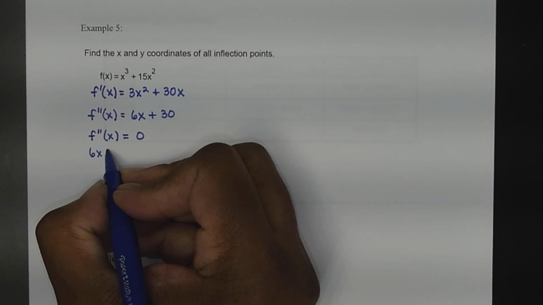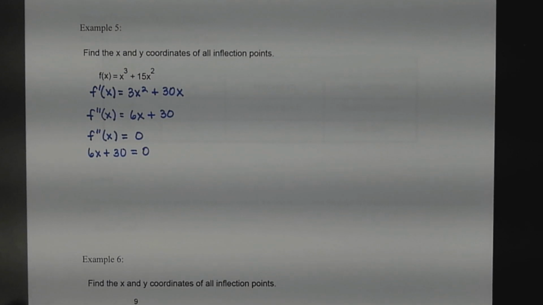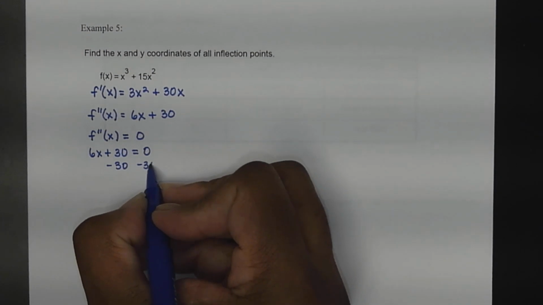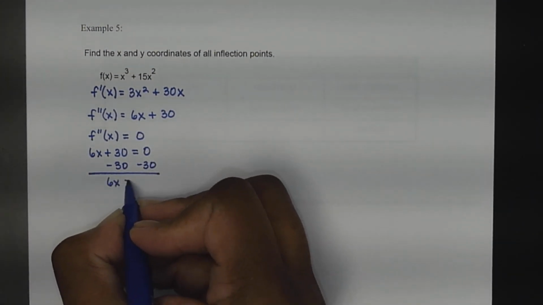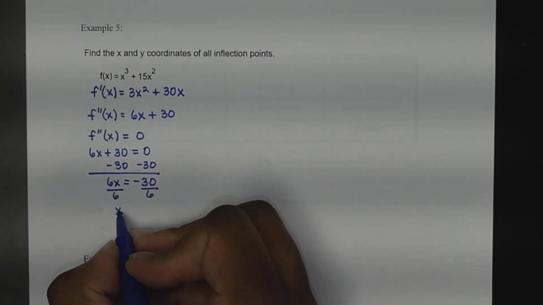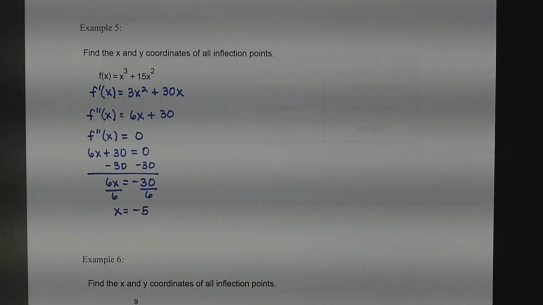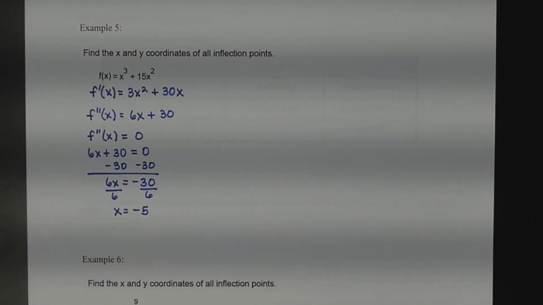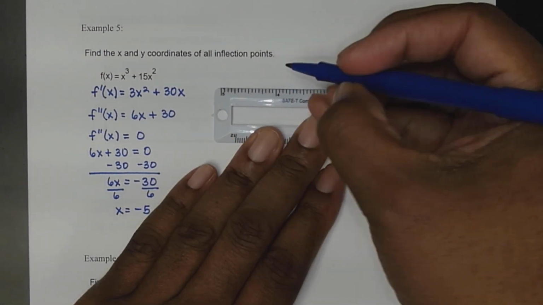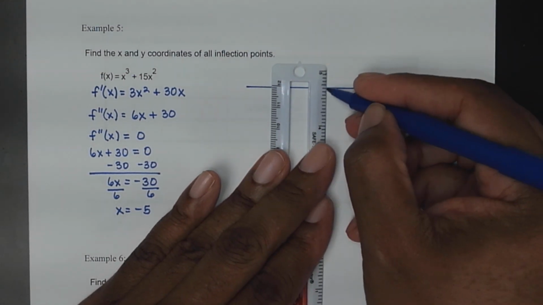So that means 6x plus 30, which is what f double prime of x is, is going to be equal to 0. And then we solve this equation for x. If I subtract 30 on both sides, 6x is equal to negative 30. Divide both sides by 6, and you get x equals negative 5. So x equals negative 5 is what we call our critical number. It could be a possible point of inflection. We'll find that out to see where it's going to be concave up or concave down.